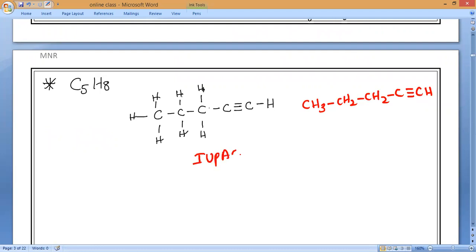So the IUPAC name is pentyne. If the triple bond is coming for the last 2 carbons, nothing extra will come, so you have to write normally only. If it is coming in the middle, that is the standard form, which is why we are writing that. Is it okay, everybody? Please write it. You can write 1-pentyne also, it's okay.